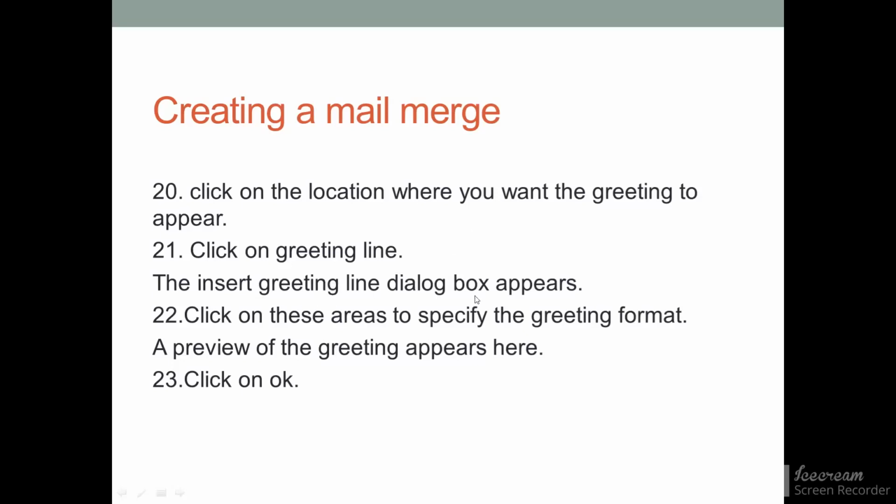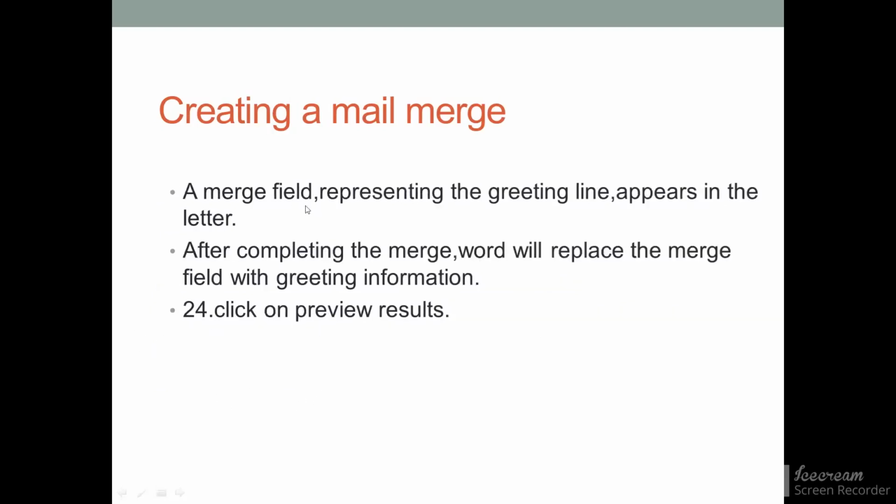Okay, the Insert Greeting Line dialog box appears. Click on these areas to specify the greeting format. What greeting format do you want? First you want her or his surname or name. The preview of the greeting appears here. Now click on OK. After that, a merge field representing the greeting line appears in the letter. After completing the merge, Word will replace the merge field with the greeting information. Click on Preview Results.